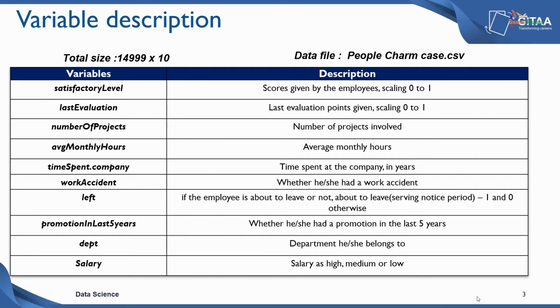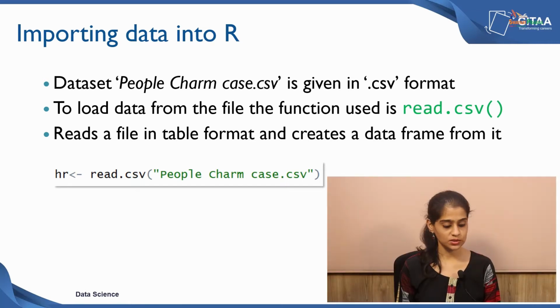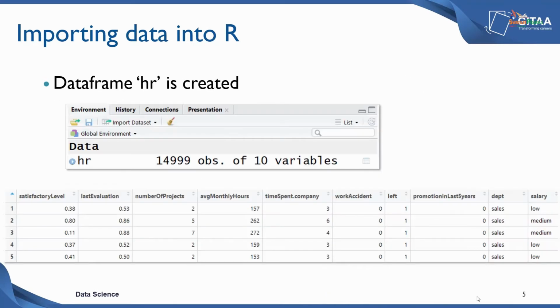So a small recap of what we did in the last lecture. We imported the data into R. Now this was in a CSV format, so we used the function read.csv, and the input to this function is the file. So this loads the data and reads the file in a table format, and it creates a data frame from it. To access the data frame HR, you can go to the environment, and if you click on this data frame HR, you will see a pop-up. Now the pop-up looks similar to the snippet that's shown below. Due to space constraints, we've shown only a few records, but you will actually see more records there. So this is the entire gist of the data.